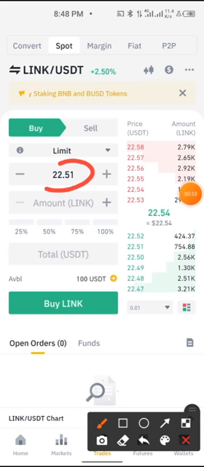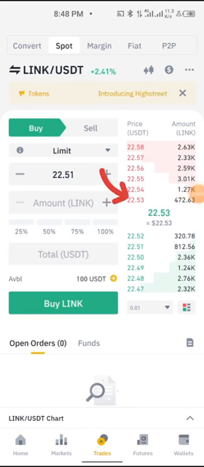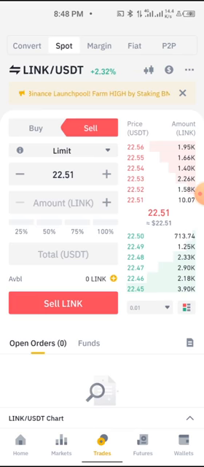This is 22.5. Now when I click on this part, it's going to change. So this is now 22.53. So you're just clicking there to make sure you buy at the current price at which the sellers are selling. And if you are selling, you have to go to the buyers to sell, and you just click the most recent price there, and then it changes automatically in this other section.